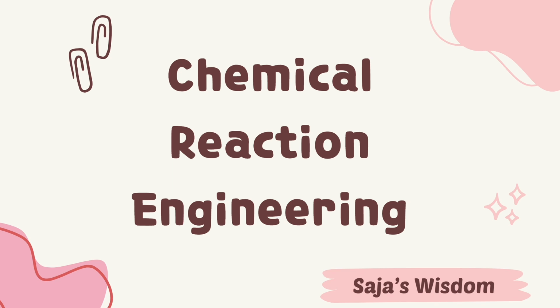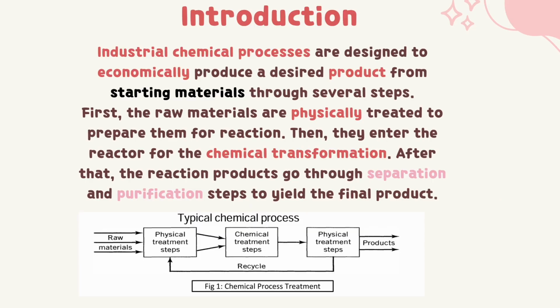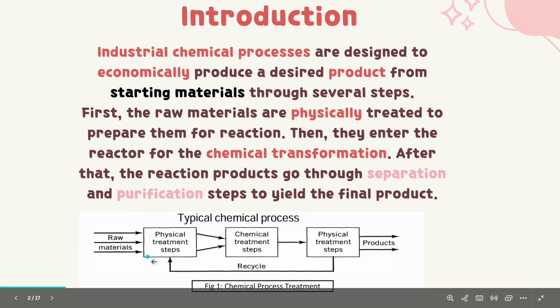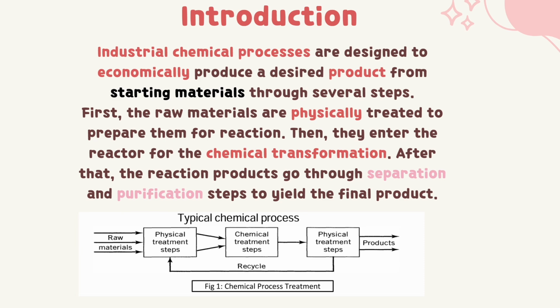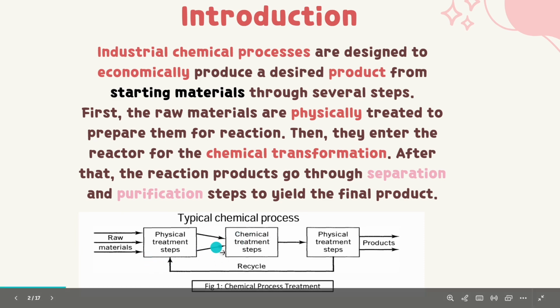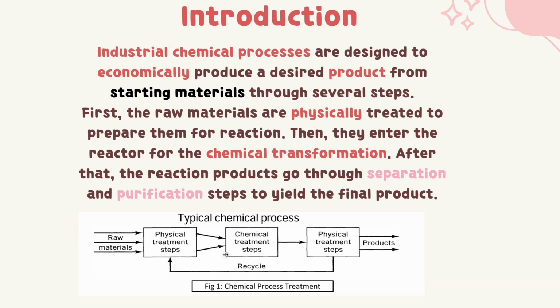So we will start with the introduction. All industrial chemical processes are designed to produce economically desired or useful products from starting materials, which are raw materials like crude oil. The process begins with the raw materials. They undergo physical treatment steps. When they are physically processed, they are ready to be treated chemically. In the chemical treatment steps, they undergo chemical transformation inside the reactor.